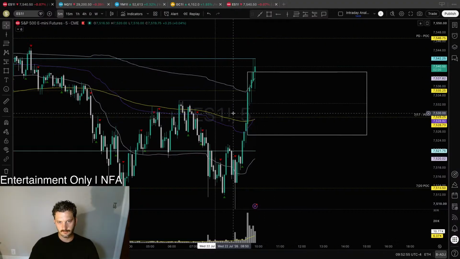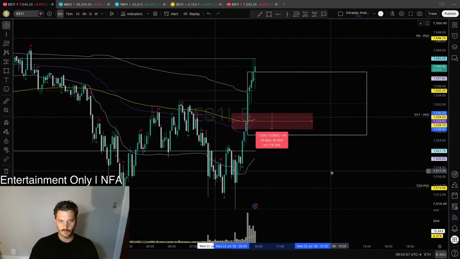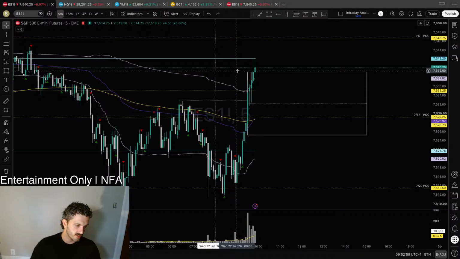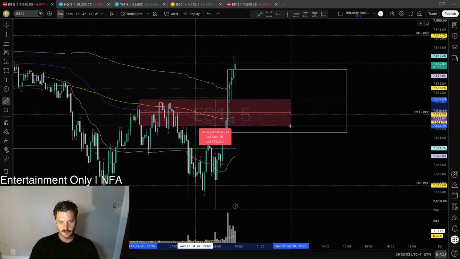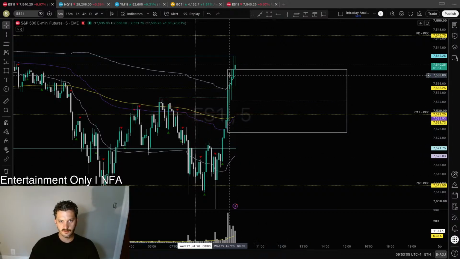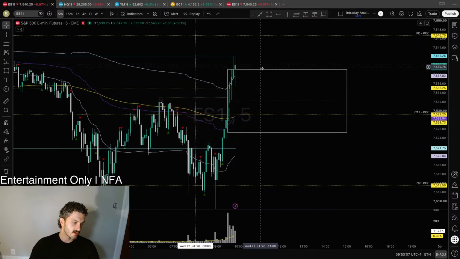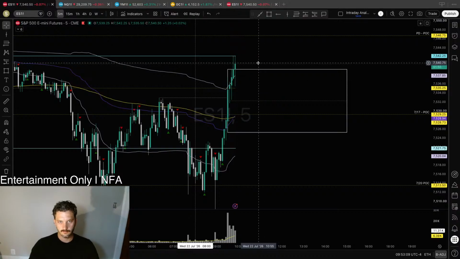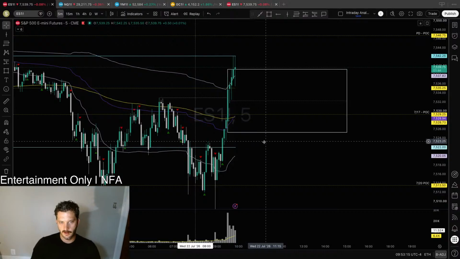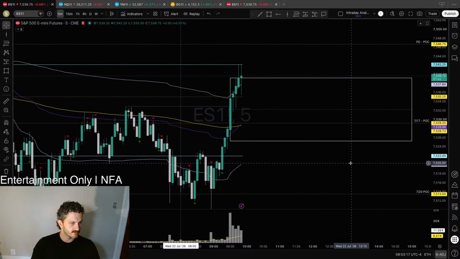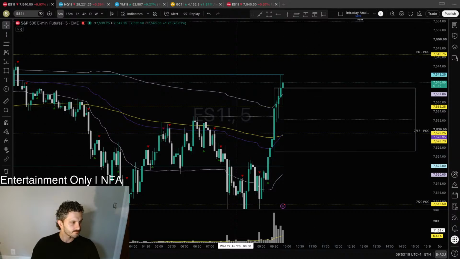But I want to see how price reacts if we pull back to here. Right now, to me, this is kind of no man's land. I want to see price pull back to this area. This is where you can be in trouble if you're trying to long here, or short as well. You can get in trouble right here. So I am waiting patiently to see what happens.